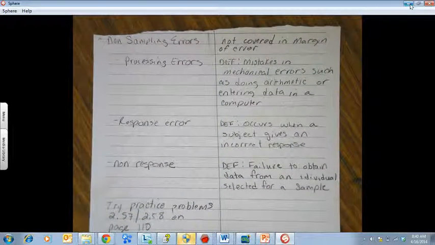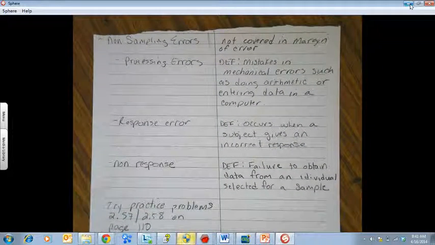So those three are non-sampling errors. They don't have anything to do with what samples you're actually taking. And they're not covered in the margin of error, so that's something you're not going to really know. The next section of this book, which I'll make a separate video about, is stratifying the samples and doing different things instead of just simple random samples to help alleviate some of these errors. But for right now, let's try practice problems 2.57 and 2.58 on page 110.